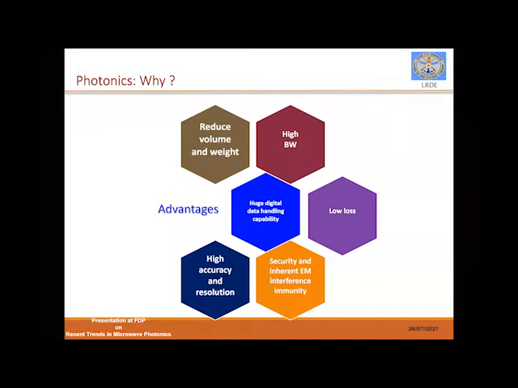Another thing is, the moment we have high bandwidth, we can have huge data handling capability. You will also agree that it is more secure compared to our conventional cables, because we cannot tap it the way we tap the normal energy from coaxial cables. Light cannot be tapped, and it is EMI, electromagnetic interference, free. There is no conduction medium like copper or anything else. Light is the main medium, passing through a glass medium. And again, high accuracy and resolution.